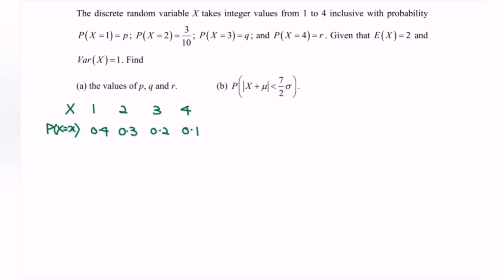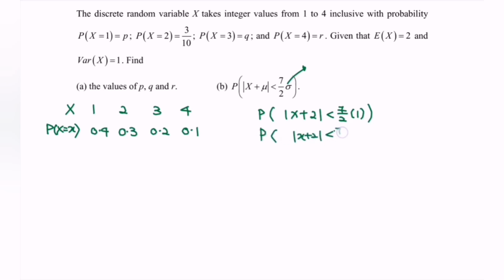Next, by referring to question B, we have the probability that the modulus of X plus mu, where mu is represented by E(X) or the mean, and we substitute the value 2, is less than 7 over 2, where sigma is the standard deviation. Referring to the situation, variance is equal to 1, so the standard deviation will be equal to 1 as well. So kindly substitute the 1 and simplify.